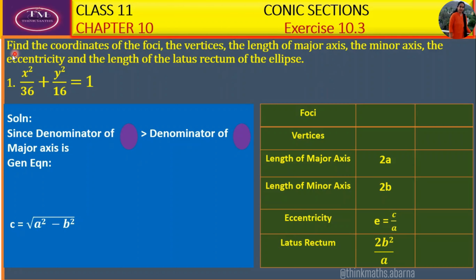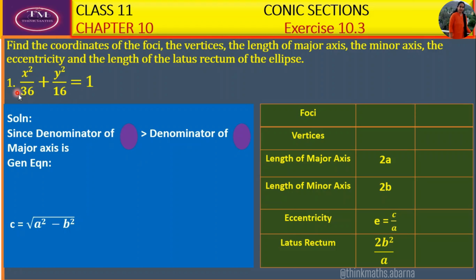Now, the first 9 questions deal with the same type. That is, we have to find the coordinates of the foci, vertices, length of major axis, minor axis, the eccentricity, and the length of the latus rectum of the ellipse. So the ellipse equation is given. From this equation, we have to find out the major axis. For that, we have to check the denominators.